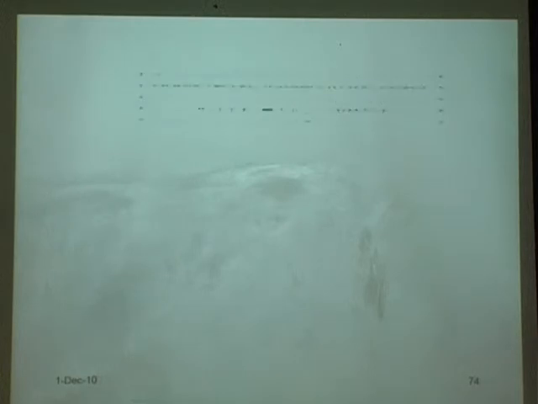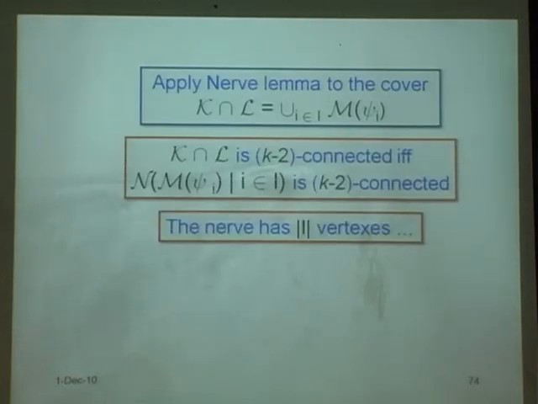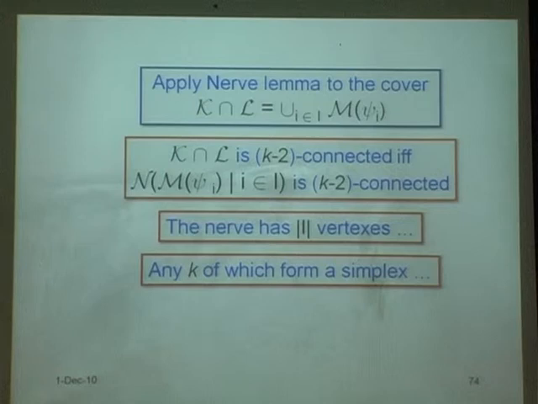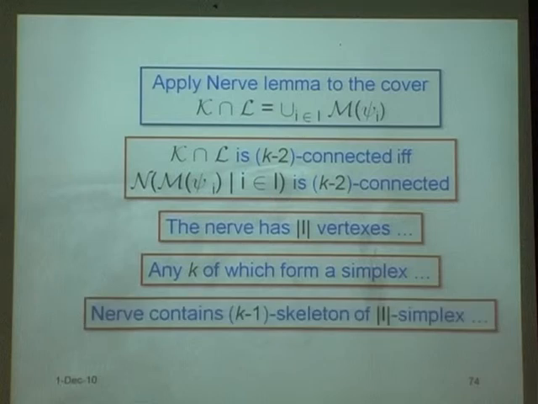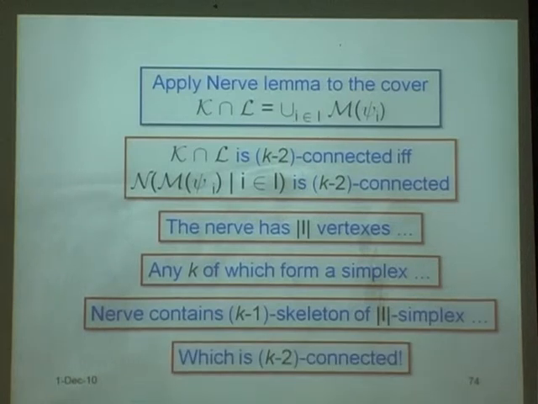And so I have this many vertices, and every k of them is a simplex, which means that this contains the k-skeleton of a simplex with this many vertices. But the k-skeleton, or the k-1 skeleton, of that size simplex is always k-2 connected. So that says that the nerve is k-2 connected, which means that the intersection of K and L is k-2 connected. So this is our sub-goal. We're still not done, but we're almost there.